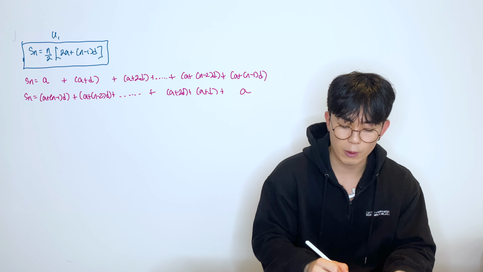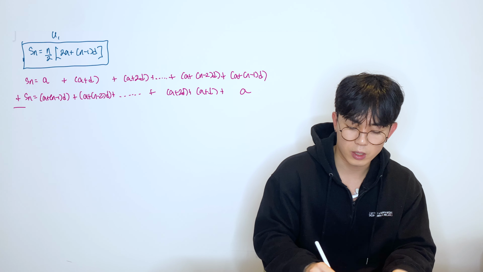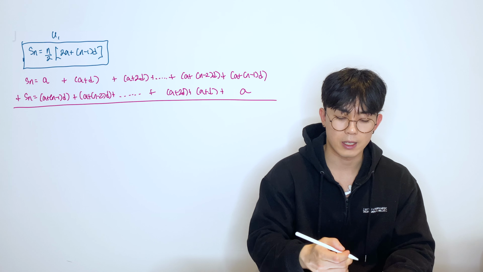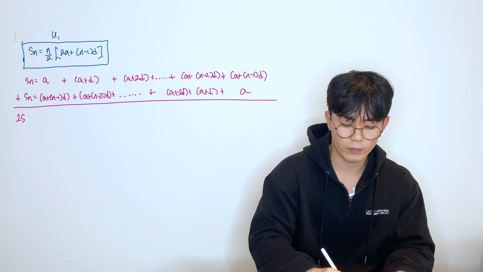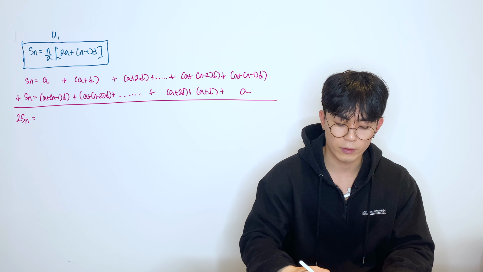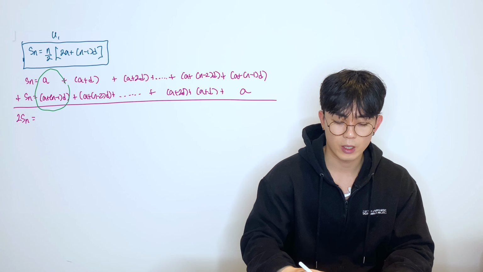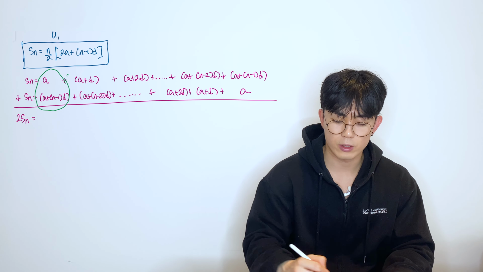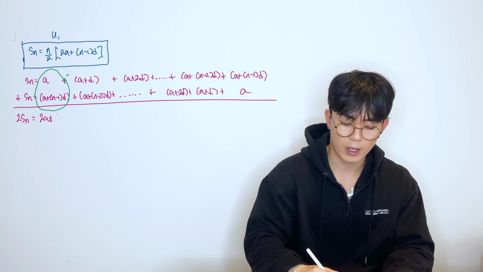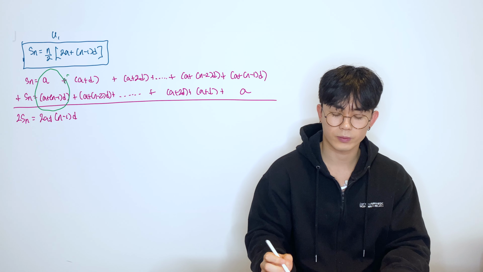And what we're going to do now is add them together. So we're going to sum them up together. On the left-hand side, I'm adding Sn plus Sn, meaning that I get 2Sn. And on the right-hand side, if I was to look at these two here and add them up together, then what I get is 2a plus (n minus 1)d.